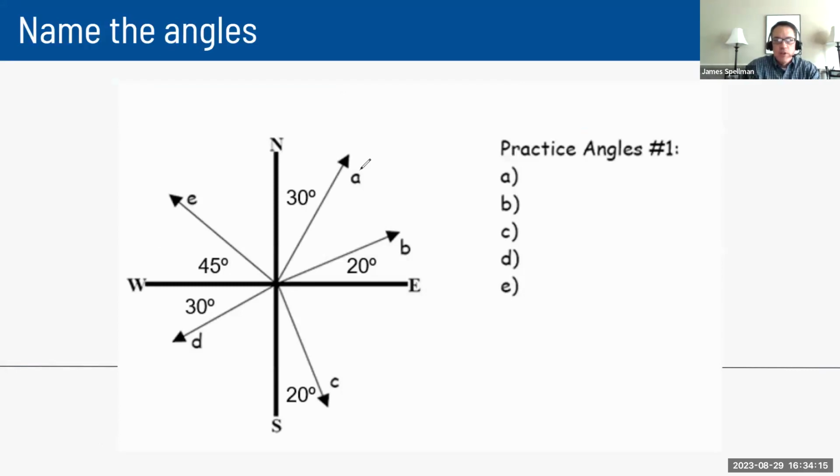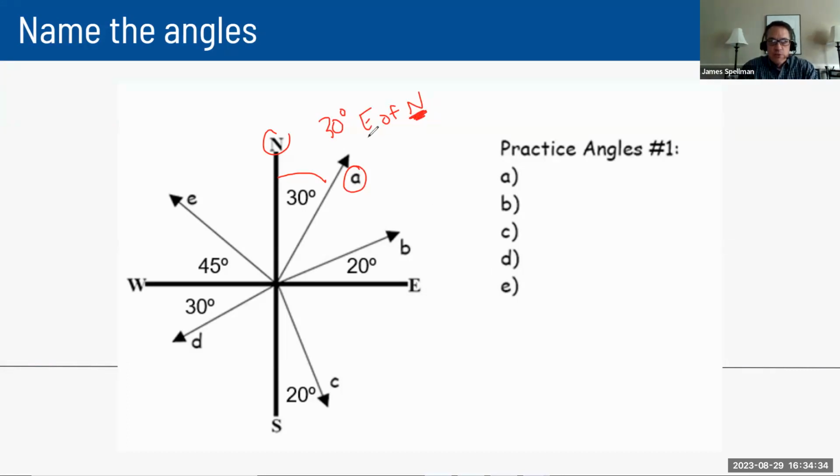So practice angle A. Again, notice where it is. It's between the north and right here. So this is going to be 30 degrees east of north. So again, this is the direction that we're closest to. This tells us the direction away from the other direction that we're moving. So B is 20 degrees. Again, we're closest to the east and we're moving. So it's 20 degrees north of east.